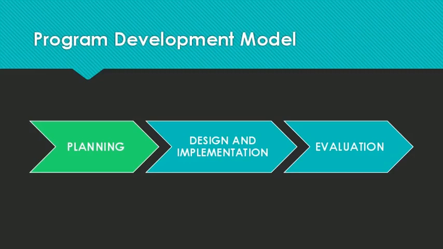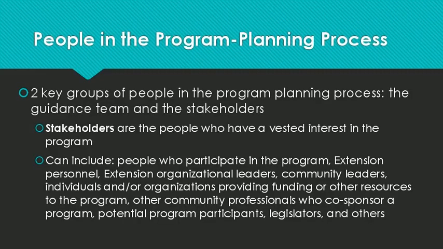All right, so first we're going to talk about the planning phase of our program development model. And so when we look at people in the program planning process, there are two key groups that we look at, the guidance team and the stakeholders. And stakeholders are the people who have a vested interest in the program. So these can be the people that we are conducting the program for.